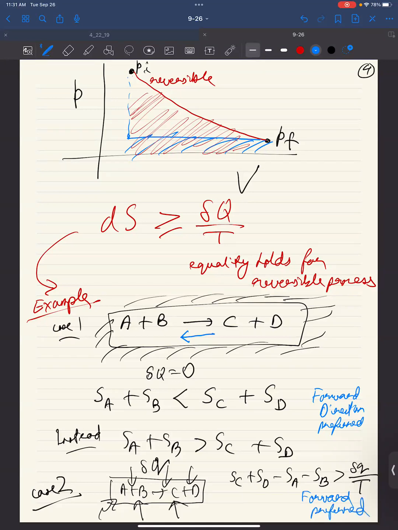So already we can see why this might be useful, right? You can look at a certain chemical reaction and say, what is going to be the preferred direction? Which direction is the reaction going to go in, okay? Good. Any questions? Okay.